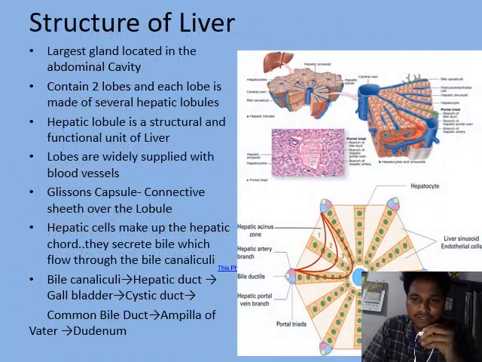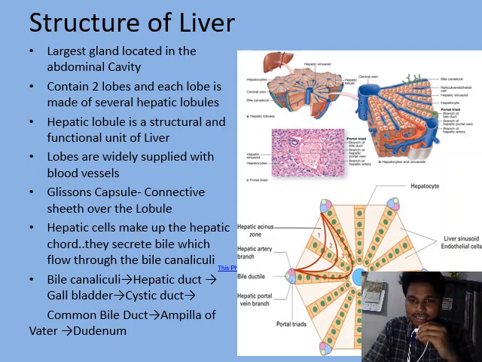Let's see the structure of the liver. We already learnt about the liver. The liver is the largest gland and largest internal organ in the body, and it basically has two lobes, first lobe and second lobe. If we observe the TS, transverse section of the liver, we find several lobules inside. These several lobules are called hepatic lobules.